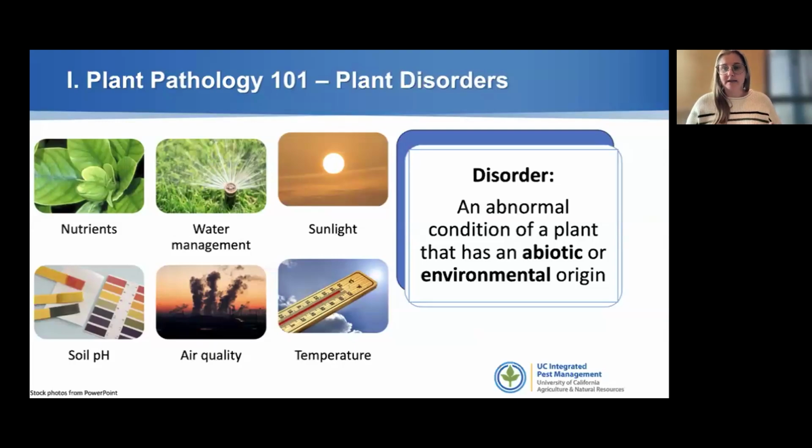So disorders, on the other hand, are non-infectious and have environmental causes. They're abnormal conditions due to abiotic or environmental factors. The most common sources of abiotic disorders in plants are nutrient levels in the soil, pH levels, which relates very closely to the nutrients, water management, too much or too little water, air quality and pollution, sun exposure, either too much or too little, and then temperature, extreme temperature exposures and prolonged extreme temperature exposures.